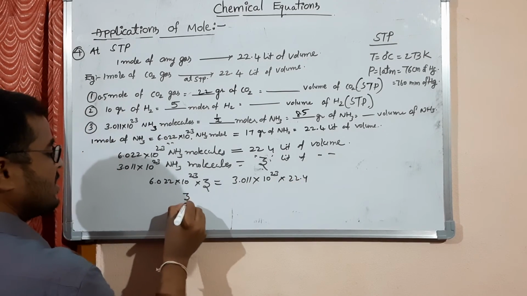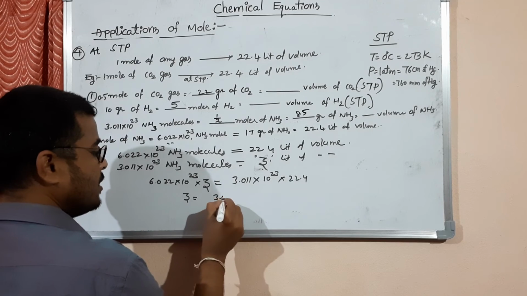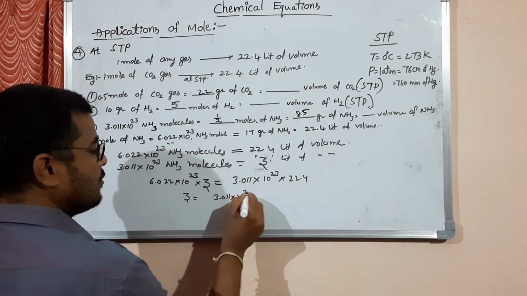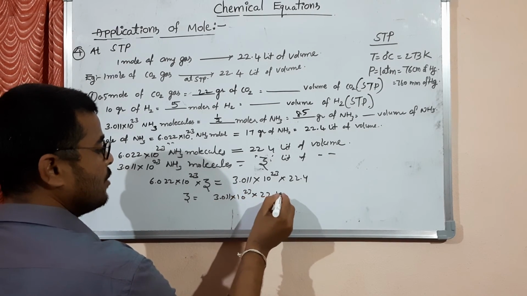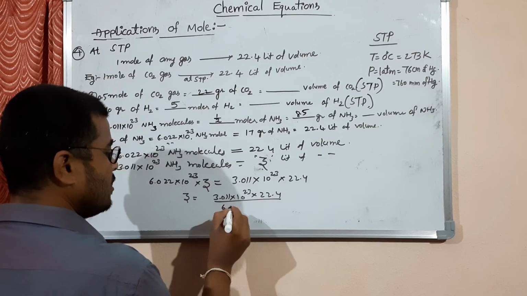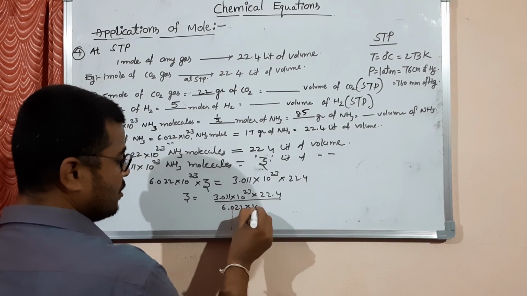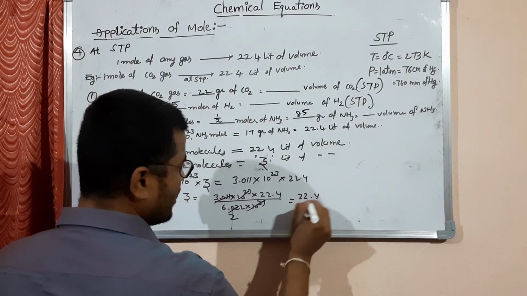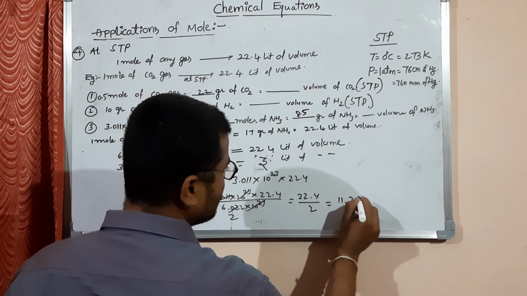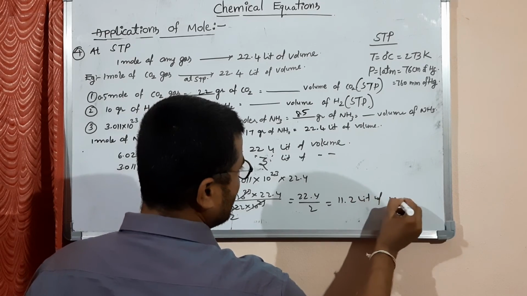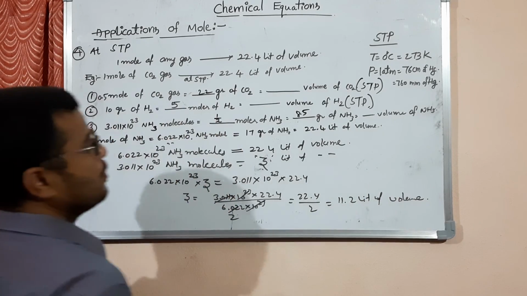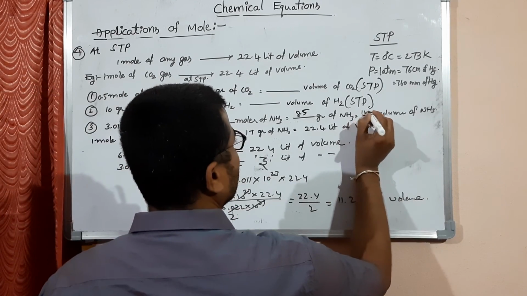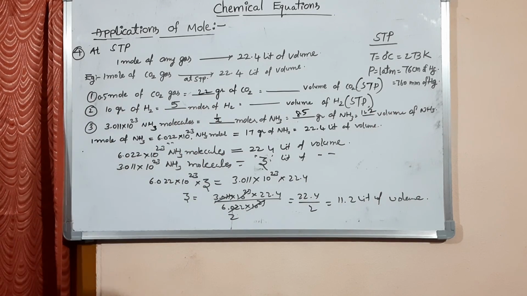Now calculating the Z value. Z is equal to 3.011 into 10 to the power of 23 into 22.4 divided by 6.022 into 10 to the power of 23. Here 22.4 by 2, you will get 11.2 liters of volume.